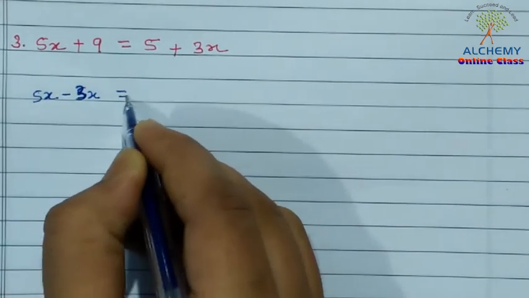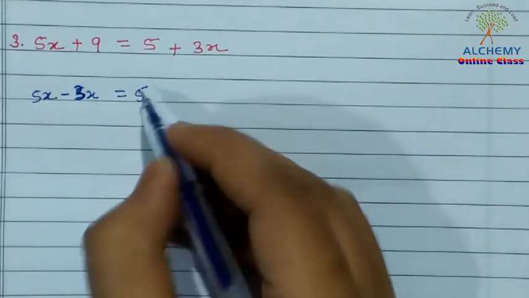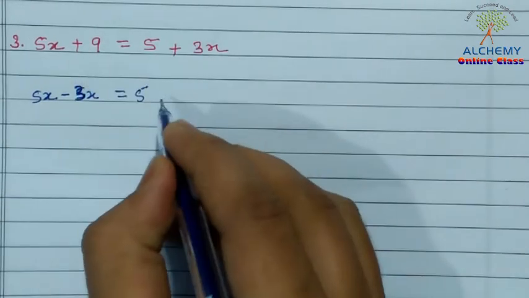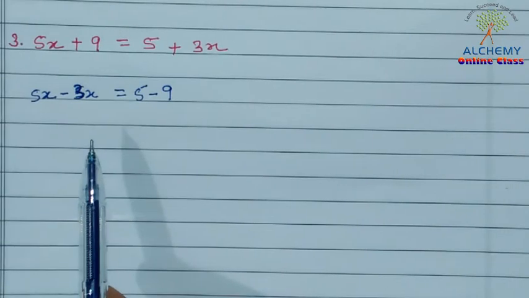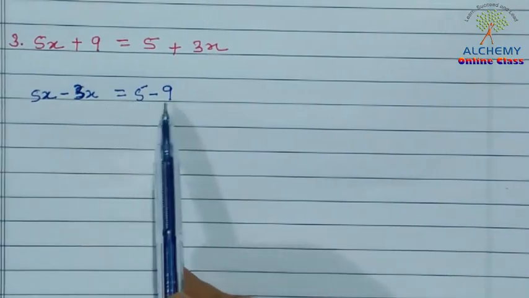Okay, 5 we have here and this 9 will be taken to this side, and because this is here in addition, when it goes to the other side it will be subtracted. Okay, so finally we got here 5x minus 3x is equal to 5 minus 9.